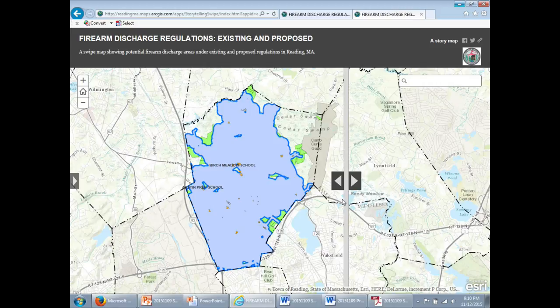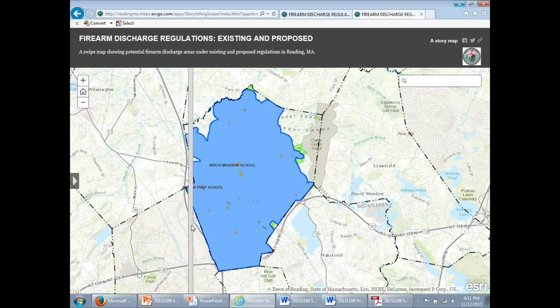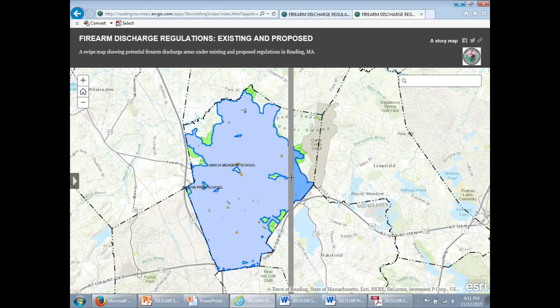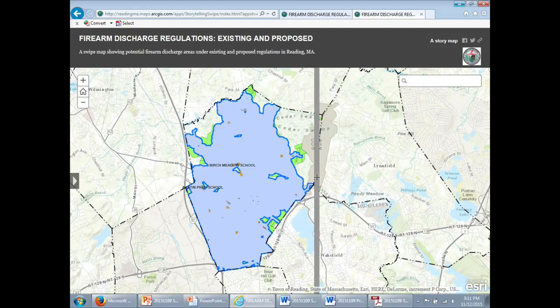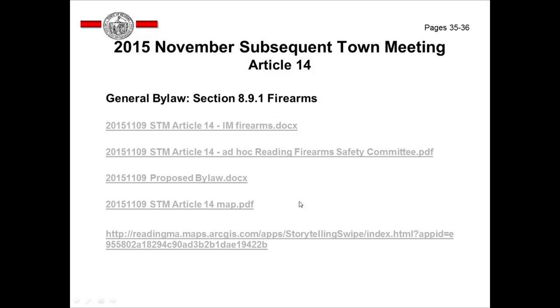What you see on the map right now is a representation of part of the existing bylaw, which has 500 feet from a dwelling and 150 feet from a public way. And as I slide it over, you can see the sections in green that will be affected under the proposed bylaw. I'll put both maps up so it's easier to compare them.